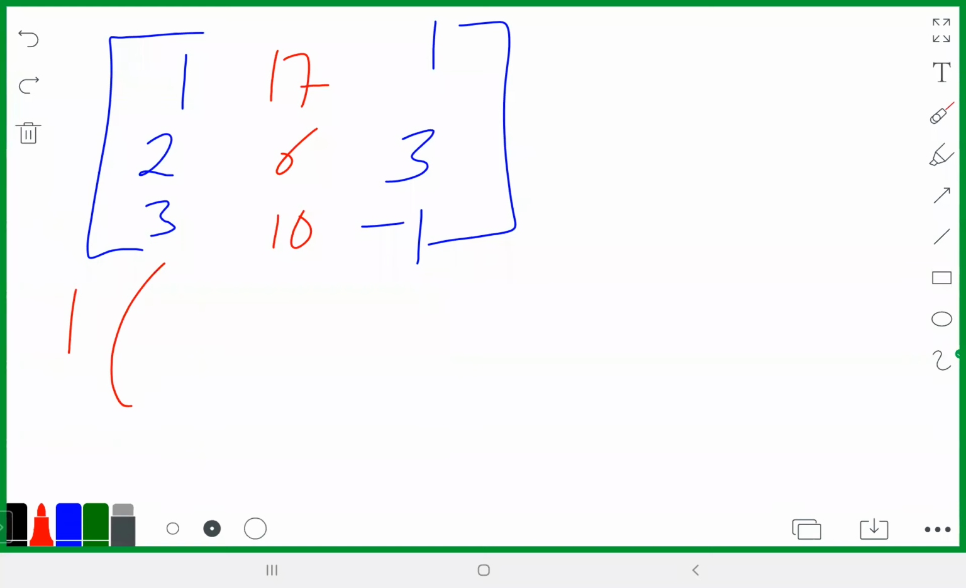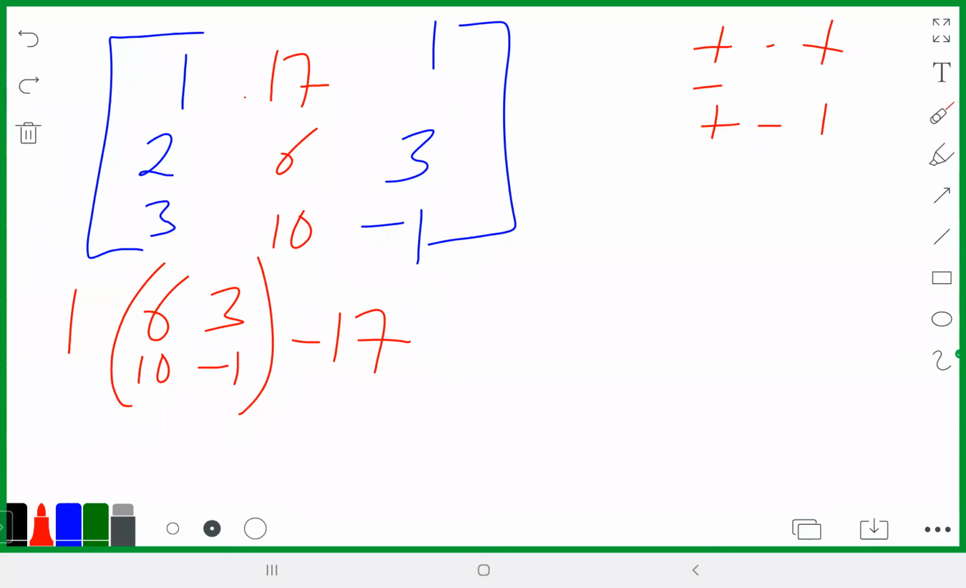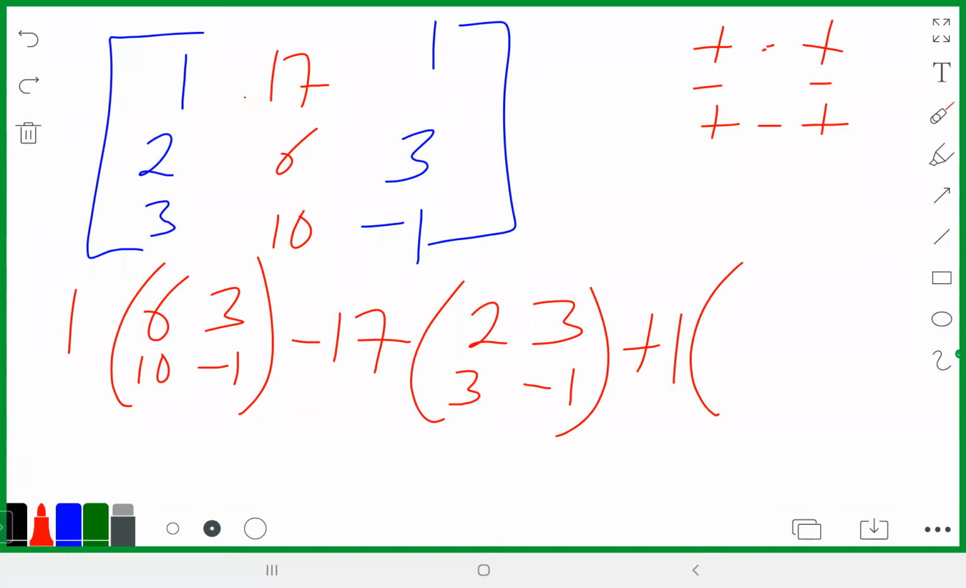1, delete the row, delete the column. You have 6, 3, 10, and -1, right? Minus 17, because this 17 is positive, times that negative. You remember positive, negative, positive, negative, like that. So there is this negative times that 17. Delete the row, delete the column. You have 2, 3, 3, and a -1, yeah? Then you have +1. Delete the row, delete the column, you will have 2, 6, 3, and 10. Is that clear?